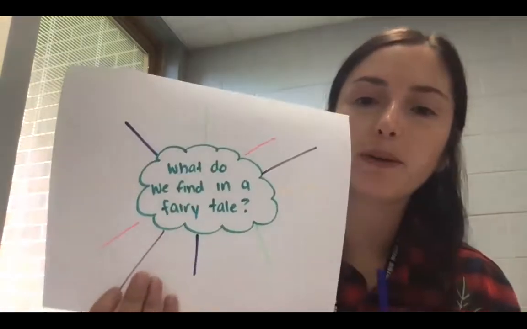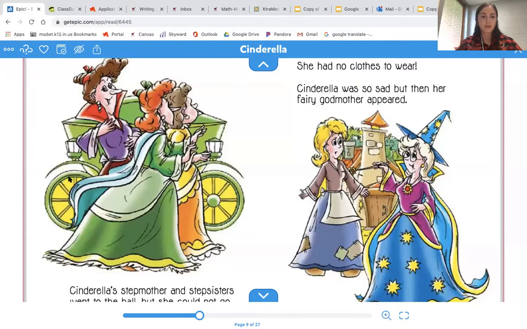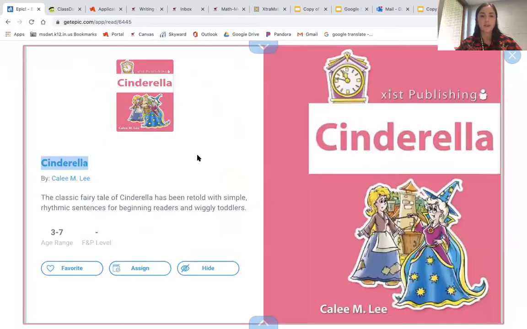So we are going to read a fairy tale, and then we're going to come up with some of the parts and some of the things of what do you find in a fairy tale. And then you guys are actually going to write your own fairy tale in your daily writing journal. So I'm going to share my screen, and we are going to work on this fairy tale. So this fairy tale is Cinderella. Some of you guys have heard of Cinderella before. So this is what we're going to be reading today.